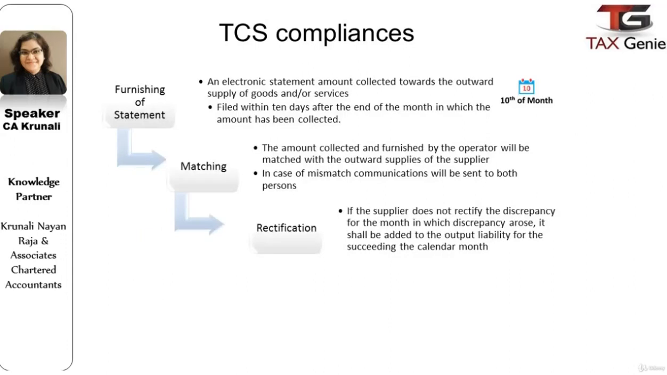And finally, based on the mismatches identified, rectifications need to be done. If the supplier does not rectify the discrepancy for the month in which the discrepancy arose, it shall be added to the output liability for the succeeding calendar month automatically.